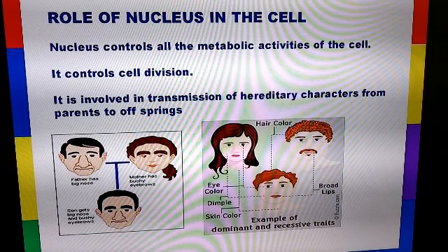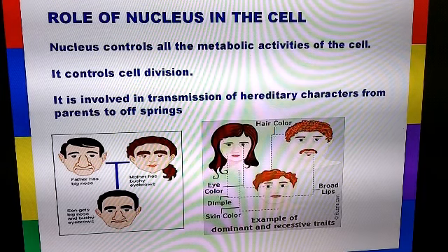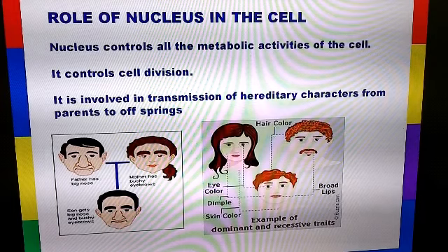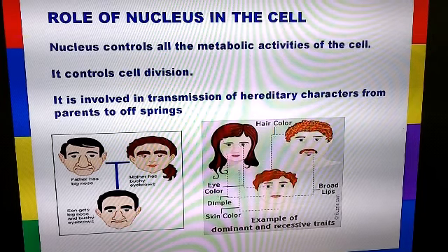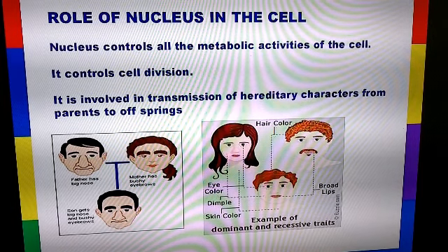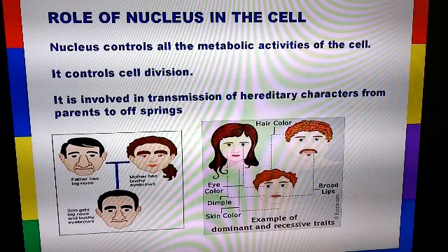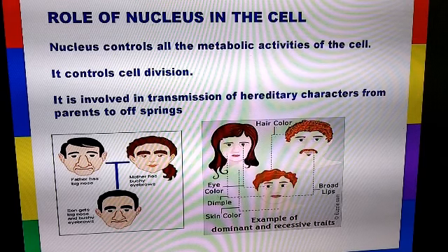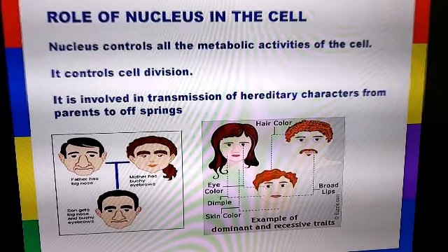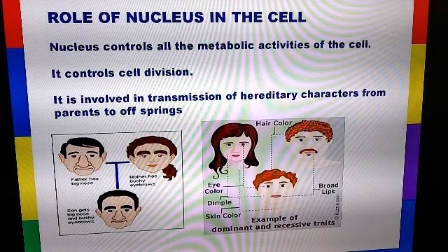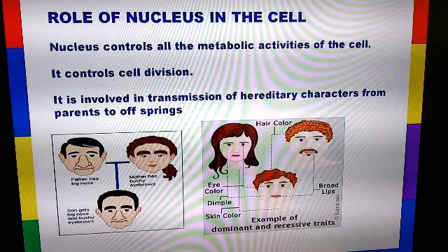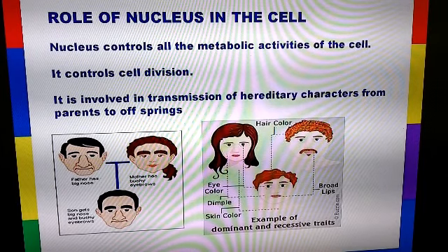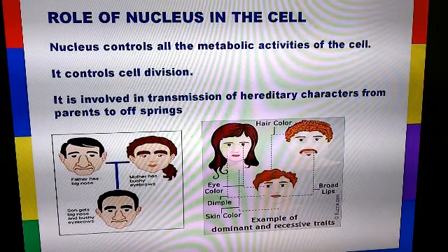Let us study the role of nucleus in the cell, that is, the functions of the nucleus in the cell. Nucleus controls all the metabolic activities of the cell. Now, metabolism is a term that is used to describe all chemical reactions that take place in our body and help in maintaining the living state of the cells and also of the organisms. So basically all chemical reactions taking part in the body are controlled by the nucleus.